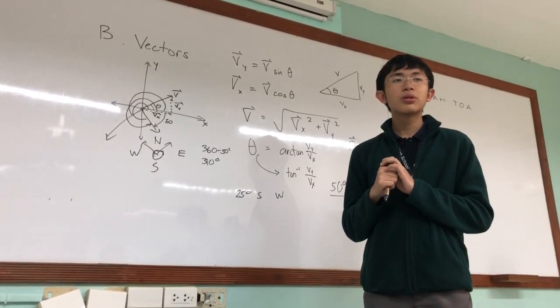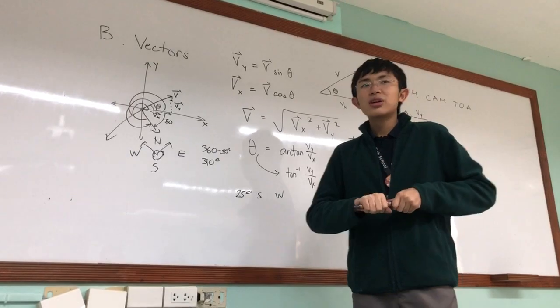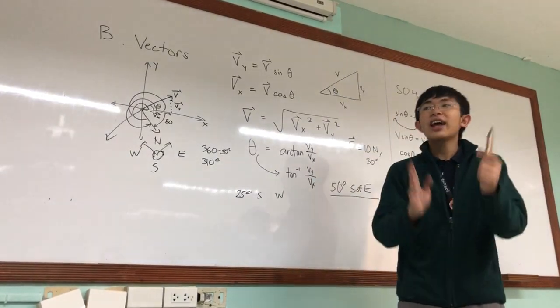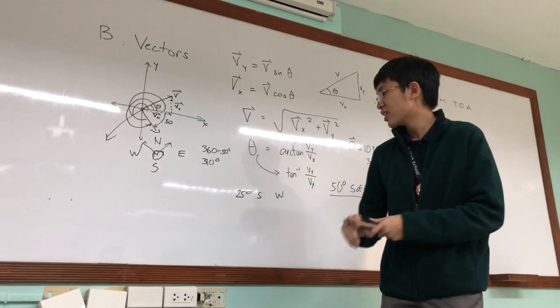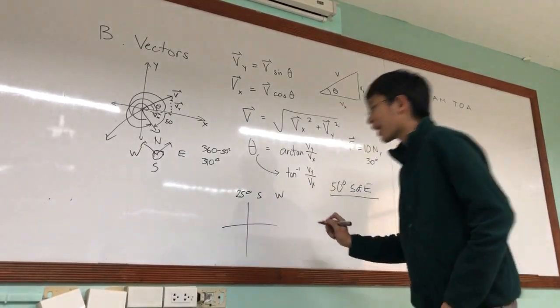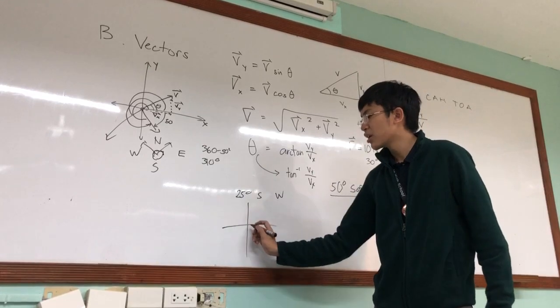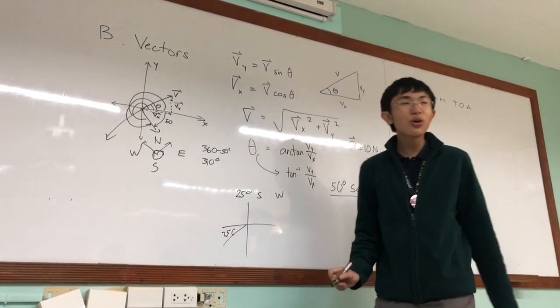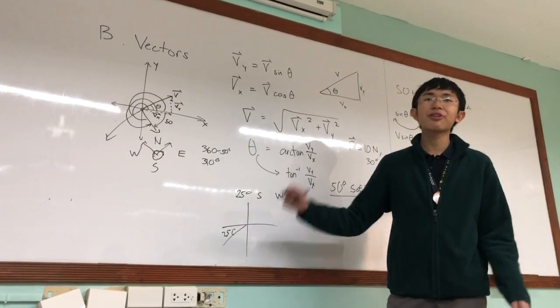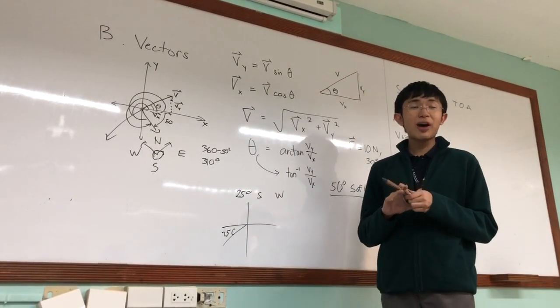Okay, so the trick with physics, it's a lot easier to draw it first. It doesn't have to be exact. So think of it this way. We have our axis. West is here, south of west. So this is 25 degrees. So to get it, 180 plus 25, which is 205. Any other questions on how to make it?